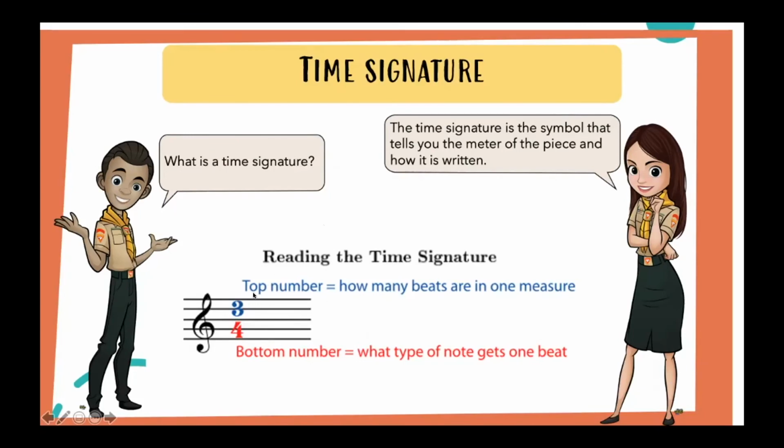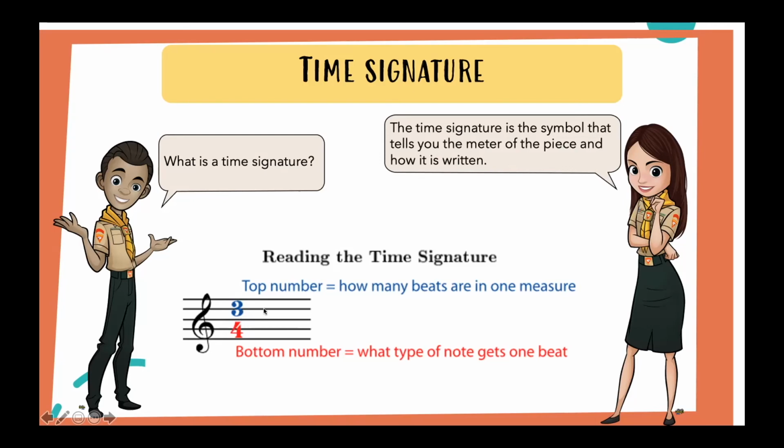So we have here, just finishing these, the time signature. The top number tells us how many beats we have in one measure, and the bottom number tells us what type of note gets one beat. This tells us that we have 3 beats, and the note that has 1 beat is the quarter note, the 1/4. So in one measure, we have 3 quarter notes.